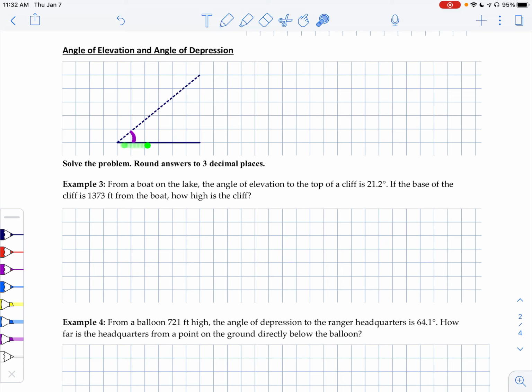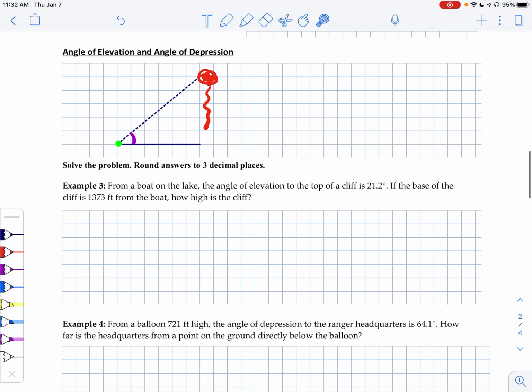the ground level up to whatever you're looking at. So say you happen to be looking at maybe some sort of balloon that's up here in the sky. The angle between the ground, or between the horizontal, and whatever you're looking at, this angle right here, is your angle of elevation. So from the ground up is the angle of elevation.